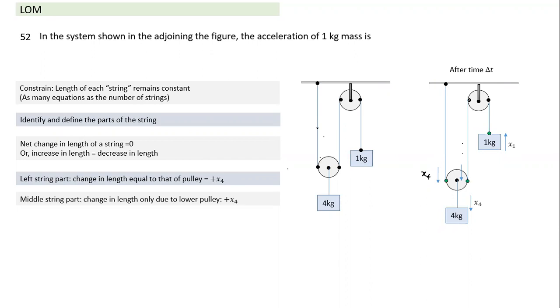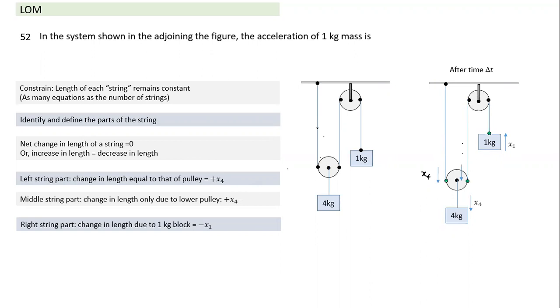In the middle string, this point has not shifted as this pulley has not moved. This length also increased by x4. This second part of the string is x4. And the third part here, the block has moved up. So this point has moved nearer to the other point. Hence the length will decrease by minus x1. The suffix indicates the block number.